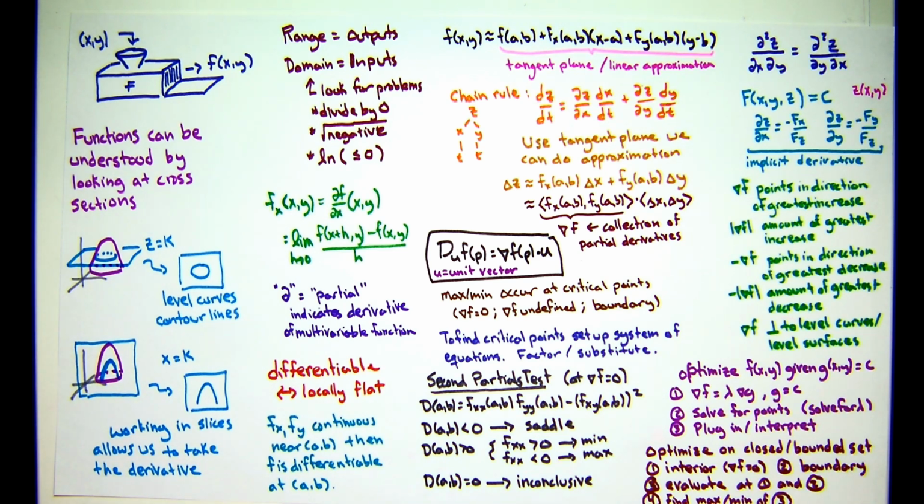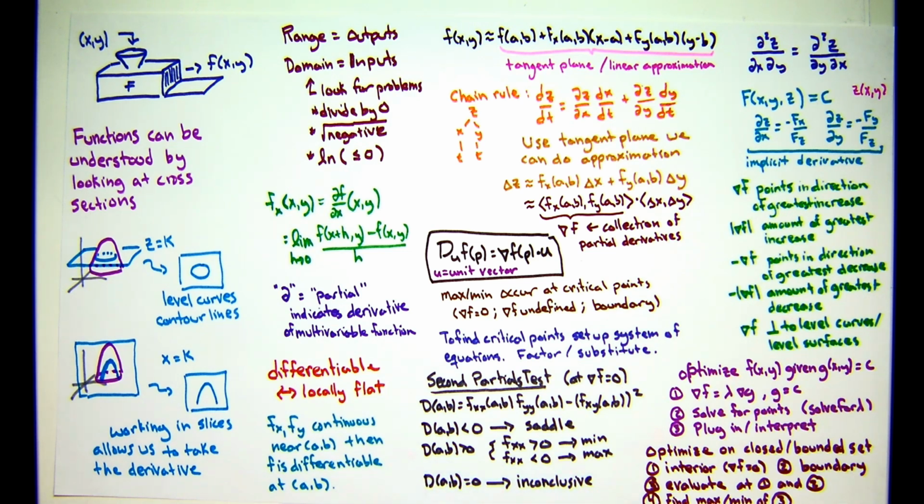All right, now what do we do? Once you've found the gradient, you might want to classify. So if you ever see a problem that says classify critical points, that really means use the second partials test. You set up this expression D of (a,b). Sometimes, by the way, this is called the Hessian: f sub xx times f sub yy minus f sub xy squared. If that value is negative, you're at a saddle. If it's positive, you're at a max or a min.